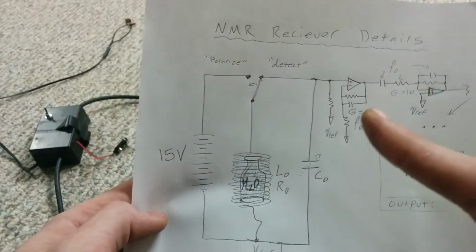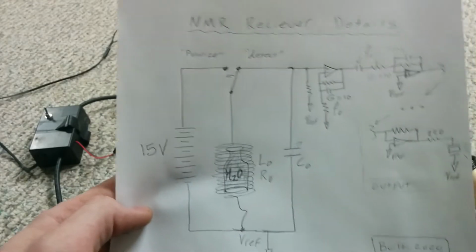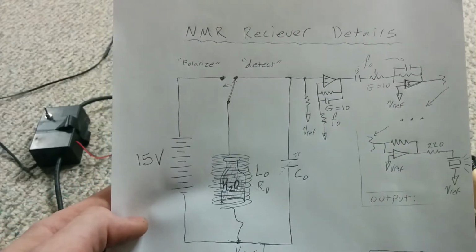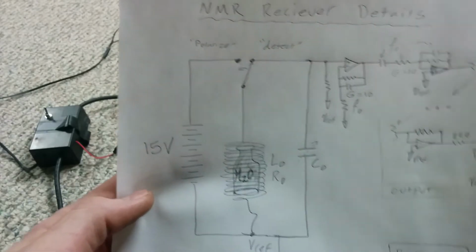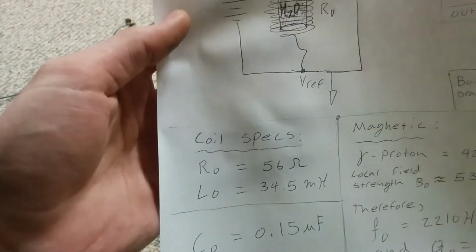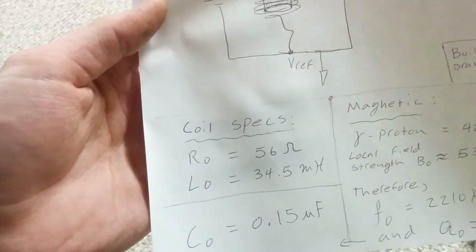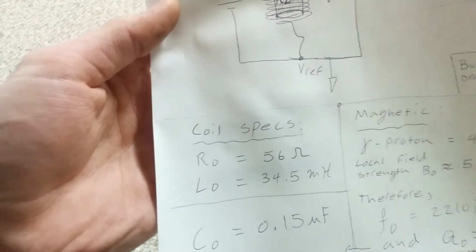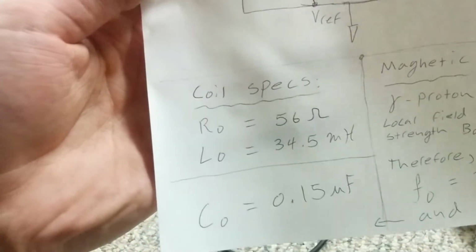And they're probably something like 30 per stage by the time I was through with it. So that's the rundown on that. In terms of computing the frequencies of interest, well, let's start with the coil specs. So 56 ohm coil, 34 millihenry, and the capacitor was 0.15 microfarads.